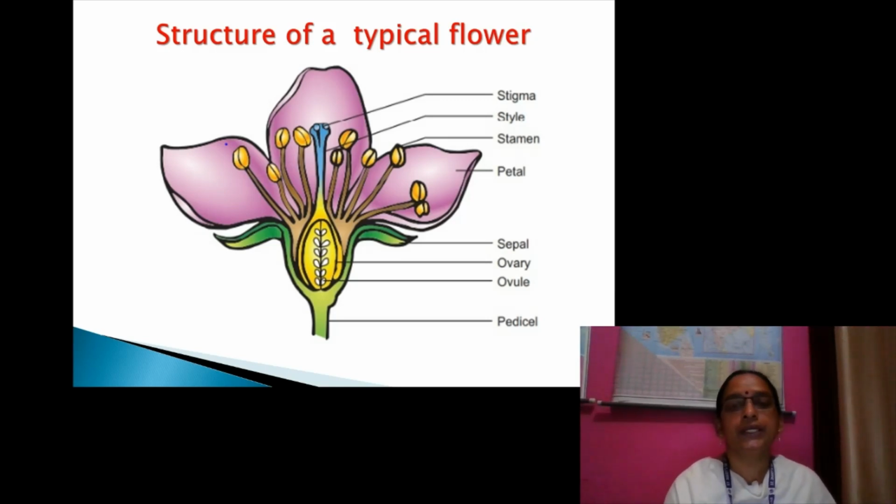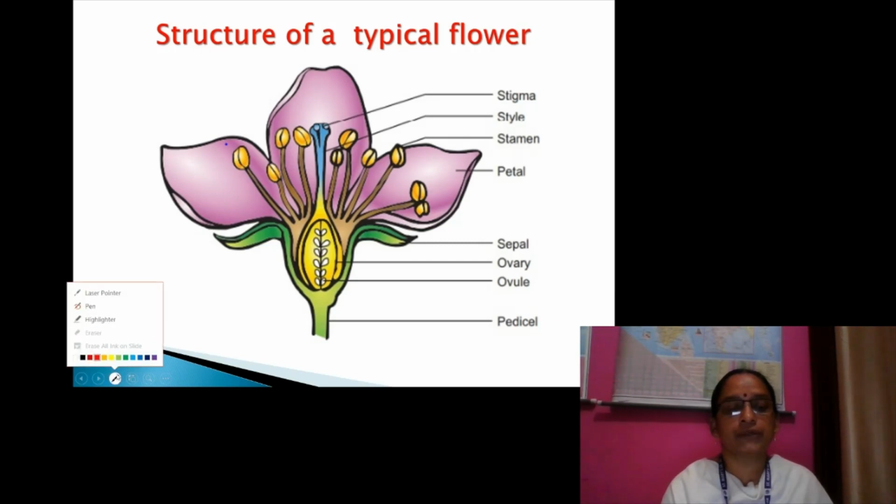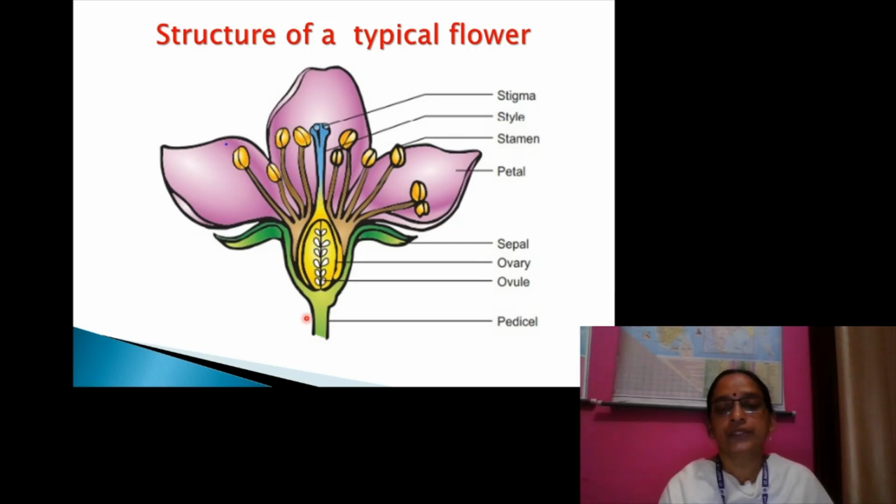Now let us study the structure of a typical flower. Why are we studying the structure of a typical flower? The reason is that the flower is the most important reproductive organ of a plant. With the help of a flower only, reproduction occurs in plants.